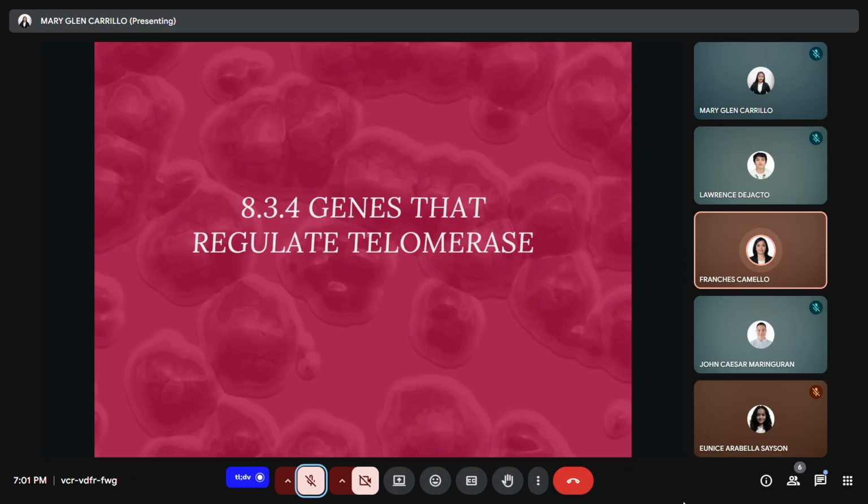Now, moving forward, let's talk about the topic genes that regulate telomerase. This part is very important because telomerase is one of the main reasons cancer cells can divide endlessly. By understanding these genes, we can see why cancer is so hard to control, but also why telomerase is such a good target for therapy. So, let's start with the first topic. Next slide, please.